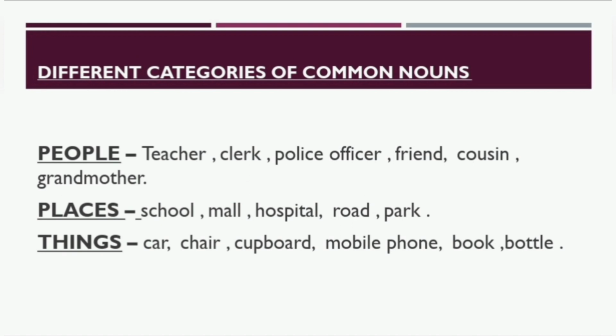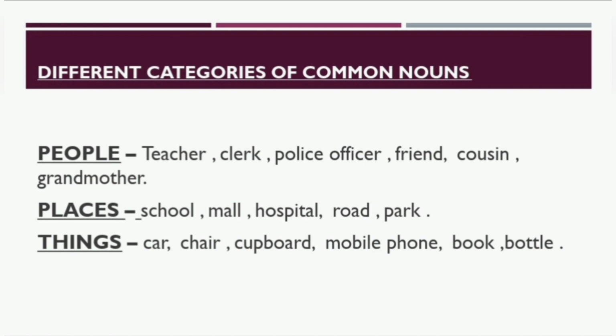Now we will talk about the different categories of common noun, and we should keep in mind that these relate to general nouns. First, general people, like teacher. Teacher could be any teacher: biology teacher, English teacher, science teacher, etc. Then clerk. Clerk could be male or female. Similarly, police officer, friend, cousin, grandmother.